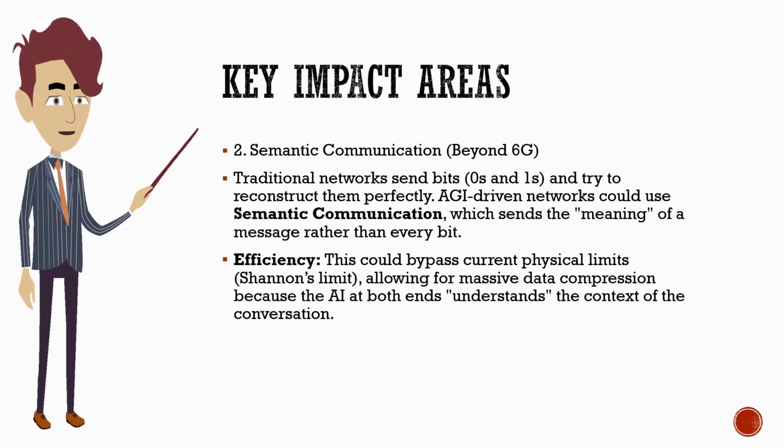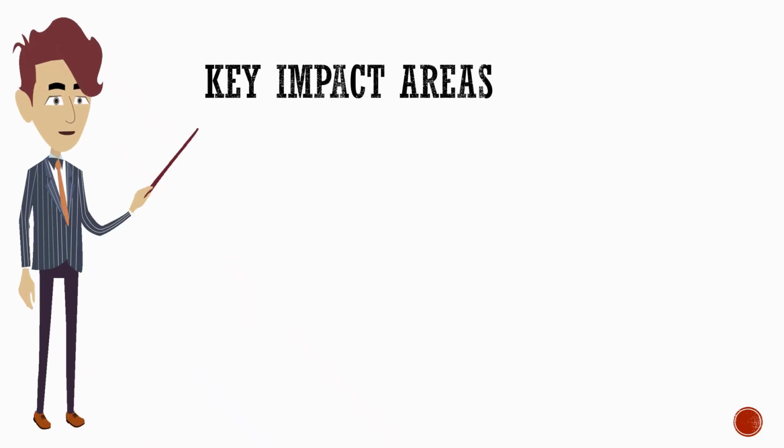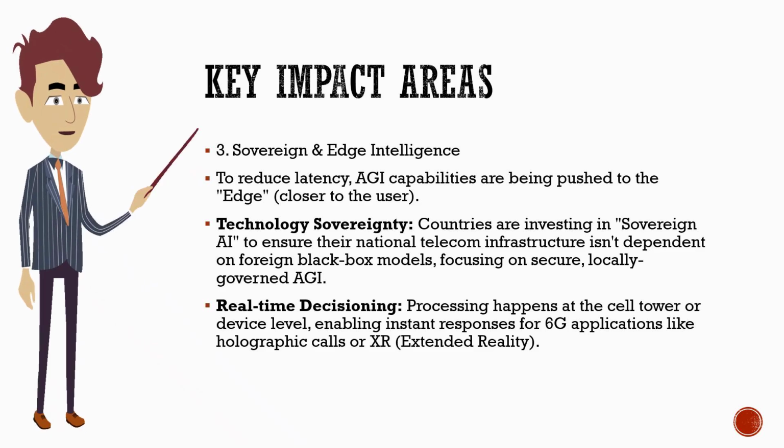This could bypass the current physical limit, allowing massive data compression because the AIs on both sides understand the context of the conversation. Where we do not need the message word by word, rather than sending the entire data as it is, the meaning can be sent, and that could be helpful, right? So that is also one of the scenarios considered in AGI. That is one of the key impact areas.